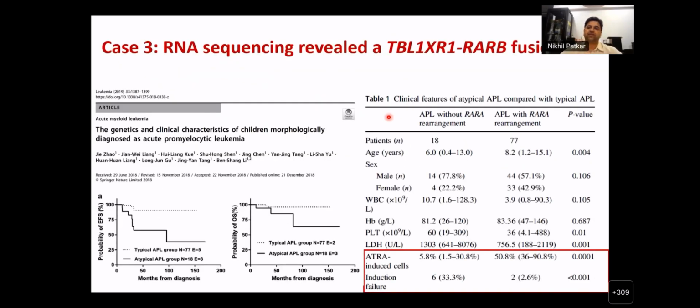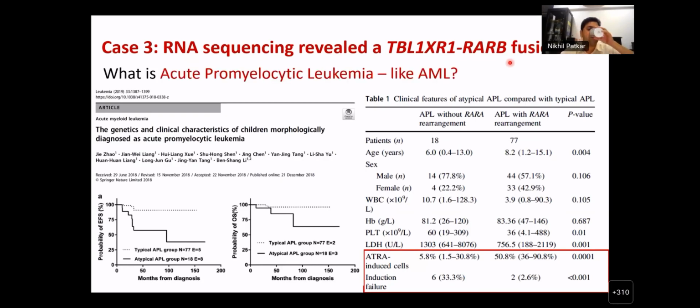But in this particular patient, we found a fusion known as a RARB fusion. Just like RARA, you have RARB fusion, TBL1XR1-RARB. So if you want to know what's going on, there is something known as acute promyelocytic leukemia-like AML. There is a series of patients that has been described in leukemia. This is a fantastic paper from a Chinese group on children, where morphologically they thought this was APL, but they could not identify anything. So they found 18 patients of APL without RARA gene rearrangements.